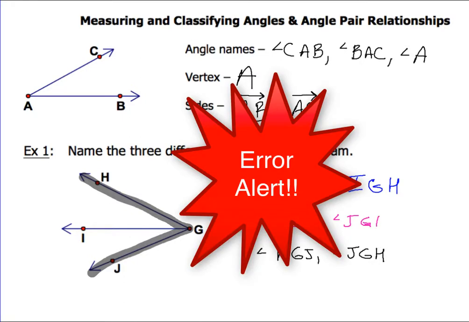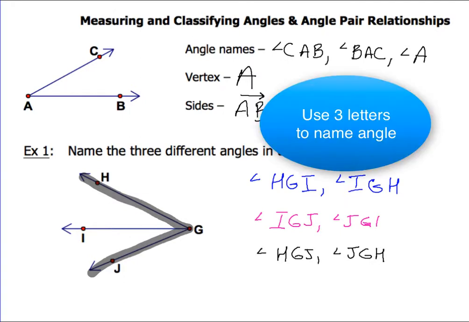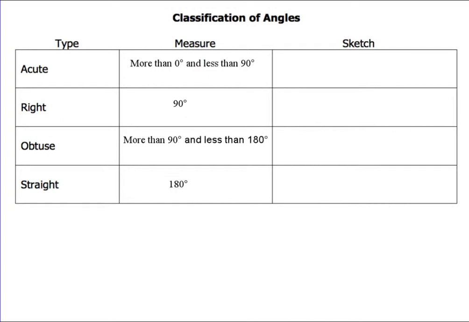Now, error alert here on this one. Sometimes people would incorrectly say, oh, that's angle G. To say that that's angle G is incorrect, because I'm not sure which one of those three angles you're referring to. So when you have a diagram like this, and in all cases, it's better to use three letters to describe the angle. Now next we're going to move on to classifying angles.